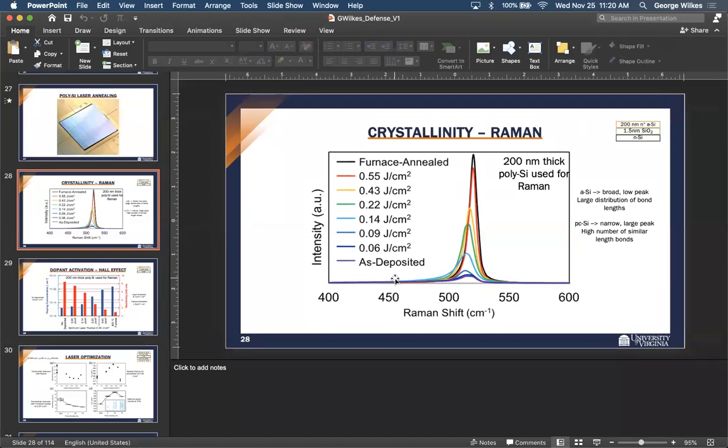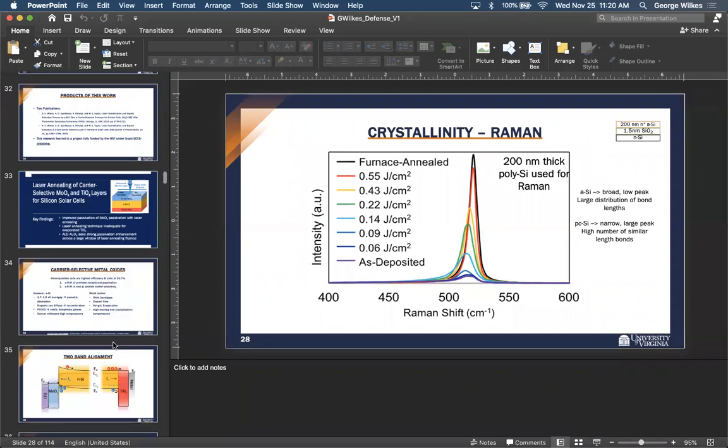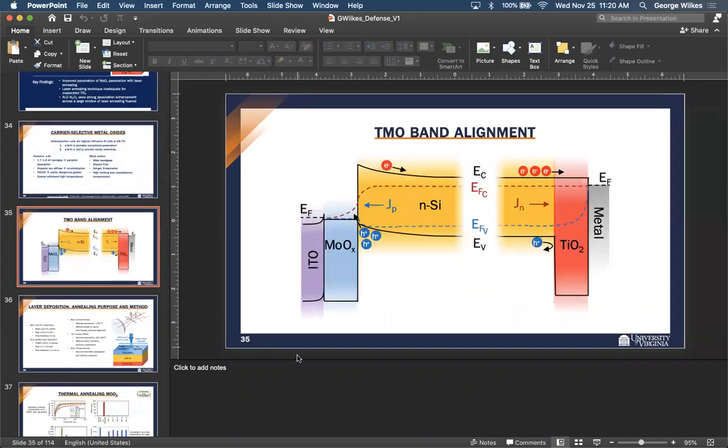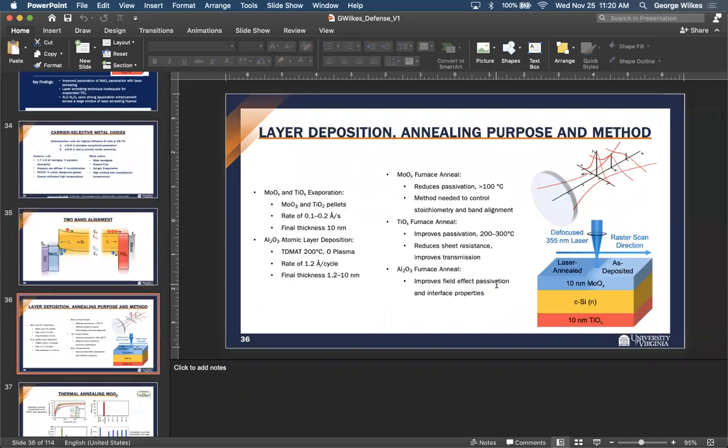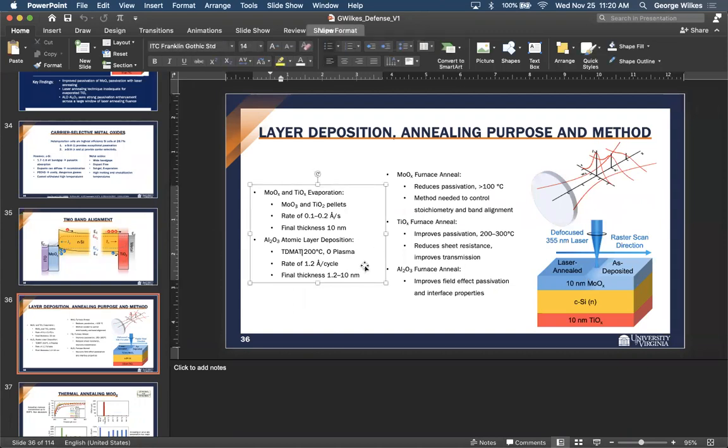On slide 36, you showed that you use aluminum oxide by ALD. Was that done here? Yes. Okay, then just a clarification. The precursor is not TDMA, it's TMA.